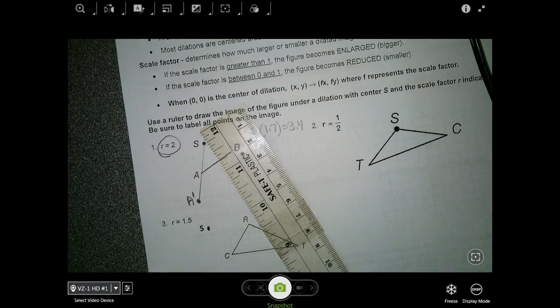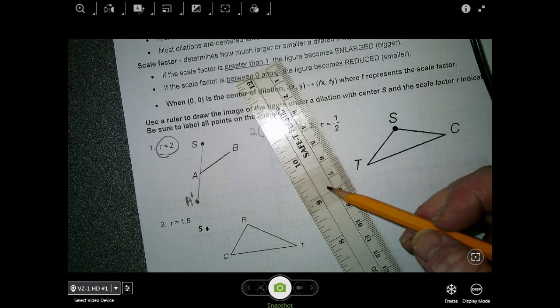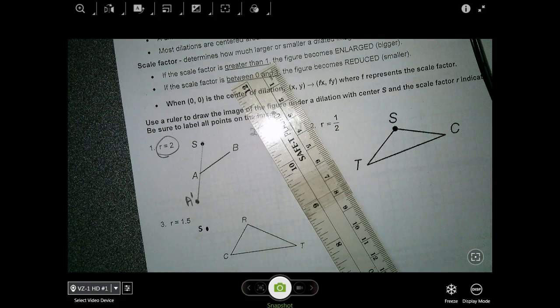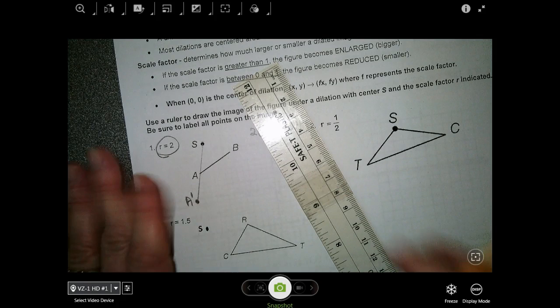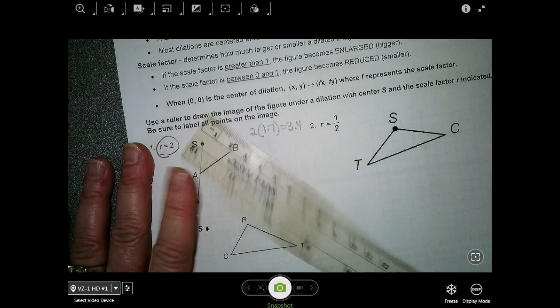Okay, now we're going to do the same thing for B. As you notice, I have another broken ruler. I really wish people would stop bending my rulers, playing with them, and breaking them so that we can't use them.